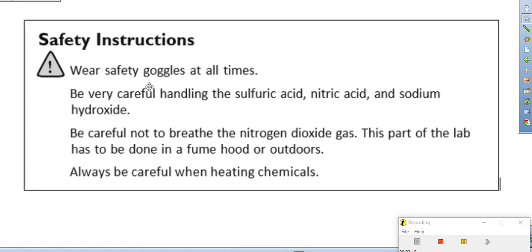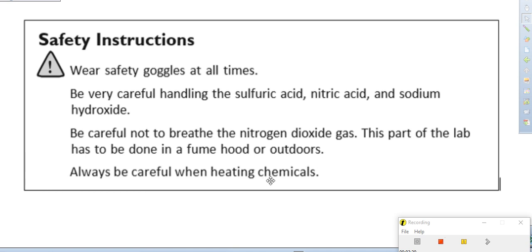Safety instructions: some very dangerous stuff here, right? We're working with very nasty stuff. Sulfuric acid, nitric acid, sodium hydroxide, all stuff that can cause serious eye damage, burn your skin, cause blisters. So we're going to wear safety goggles, and we're going to wear lab aprons to protect ourselves from any splashes. The nitrogen dioxide gas, that brown gas you produce in the fume hood, is toxic, and so we don't want to breathe that in, even though we're just going to produce a small quantity of it.